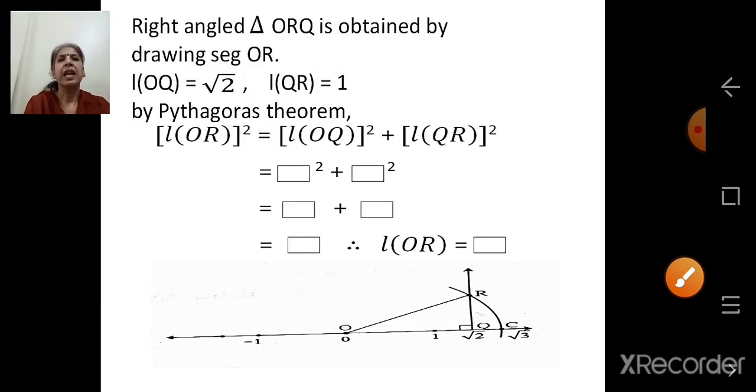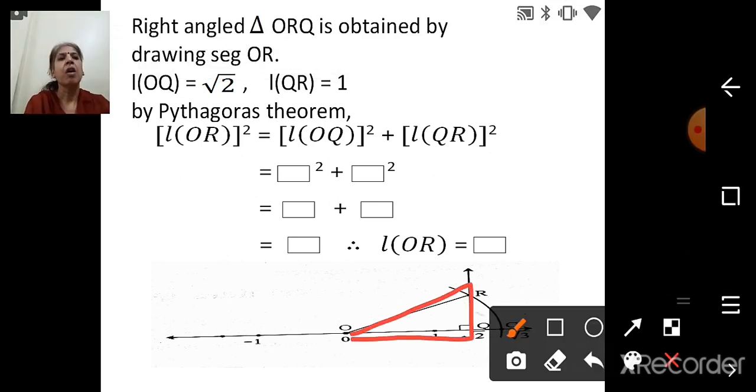Now the right angle triangle ORQ is obtained by drawing segment OR. So when you draw the segment OR, a right angle triangle is formed. Now length OQ is root 2, and length OR is 1. We have seen that at unit distance we have cut the arc. So remember this, children, that OQ is root 2 and QR is 1.